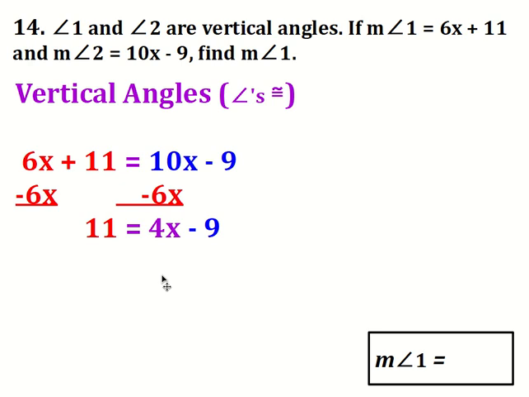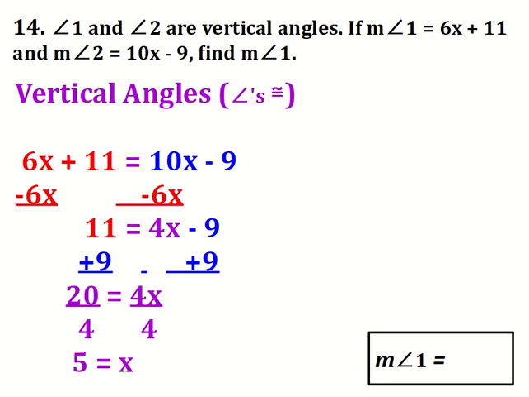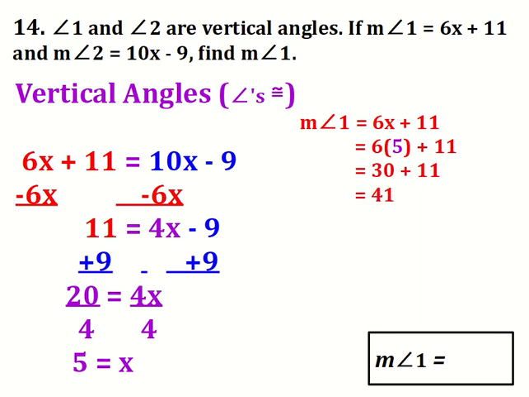So I'm going to move the 9 over. I'm going to add it to both sides, so it's the opposite. 20 is equal to 4x. Divide through by 4. X equals 5, but that does not answer my question. The measure of angle 1 taken from the problem, measure of angle 1 is 6x plus 11. Plug in the 5 that we just found. 30 plus 11 gives me 41. So the measure of angle 1 is 41 degrees.